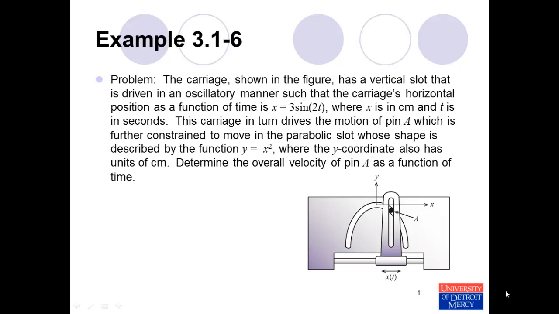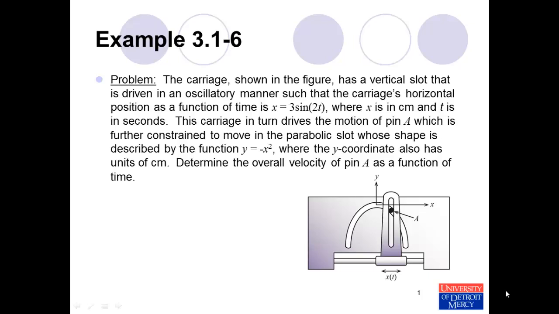This carriage in turn drives the motion of pin A, which is further constrained to move in the parabolic slot, whose shape is described by the function y equals negative x squared, where the y-coordinate also has units of centimeters. Determine the overall velocity of pin A as a function of time.